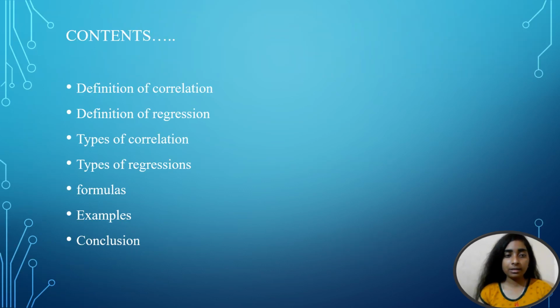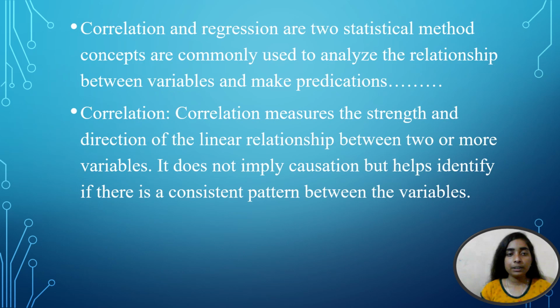Firstly, the contents: definition of correlation, definition of regression, types of correlation, types of regression, formulas, examples, and at last, conclusion. Correlation and regression are two statistical concepts commonly used to analyze the relationship between variables and to make predictions.